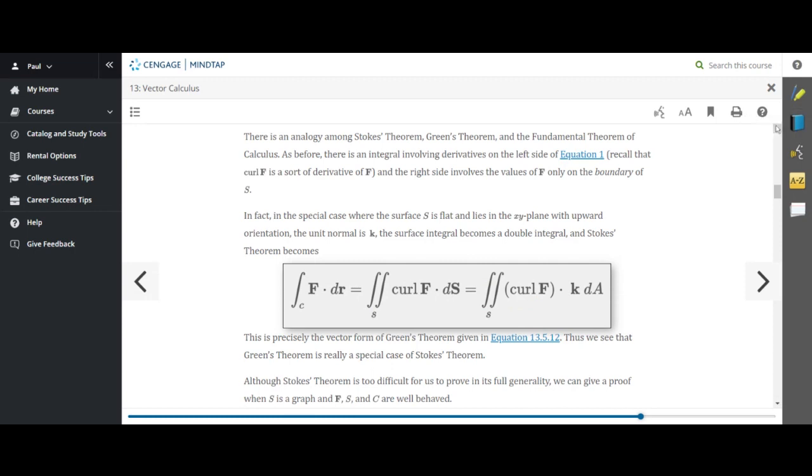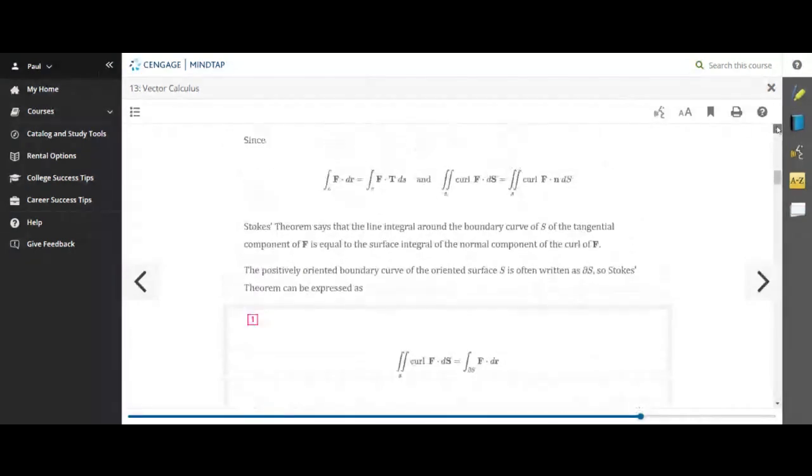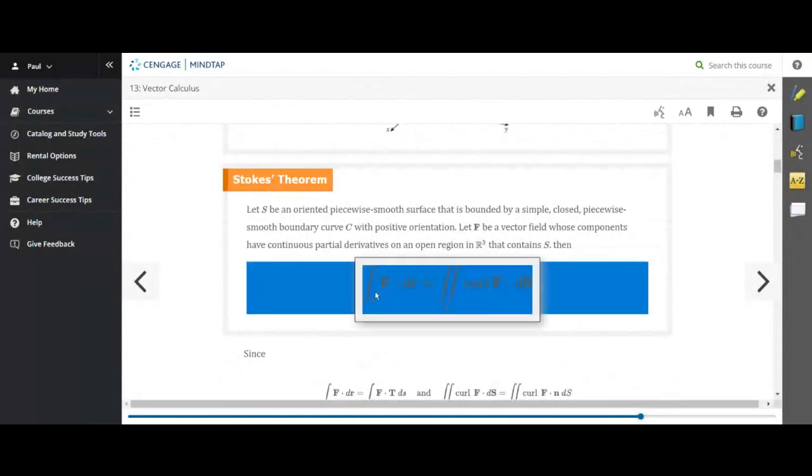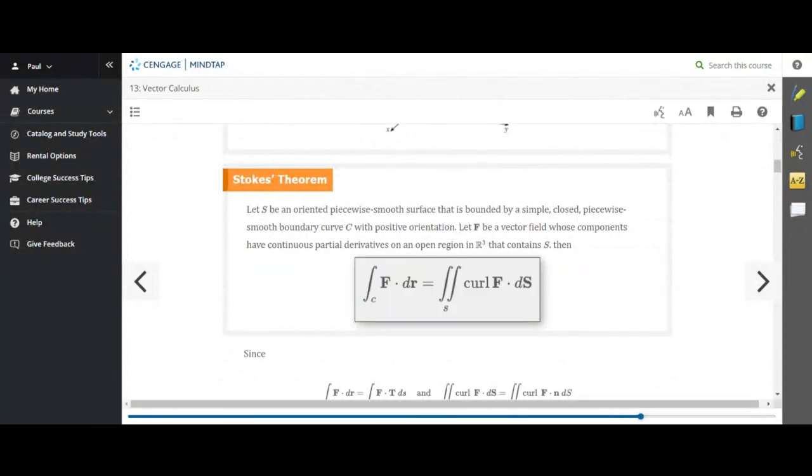in other ways. But my philosophy is, I don't like worrying about other formulas. I like to use one formula, and there's the Stokes' theorem formula. So let's go ahead and look at an example here.